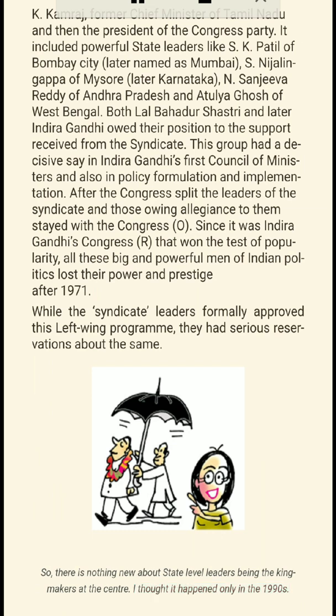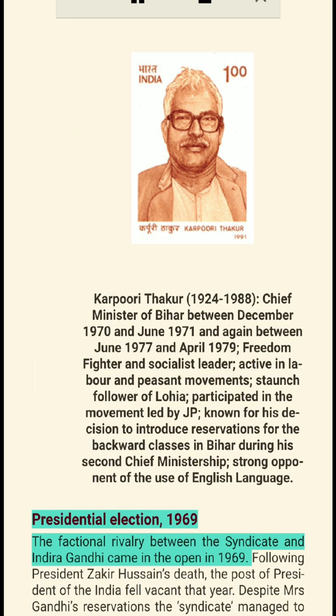Karpuri Thakur, 1924-1988, Chief Minister of Bihar between December 1970 and June 1971 and again between June 1977 and April 1979, freedom fighter and socialist leader, active in labor and peasant movements, staunch follower of Lohia, participated in the movement led by J.P., known for his decision to introduce reservations for the backward classes in Bihar during his second chief ministership, strong opponent of the use of English language.